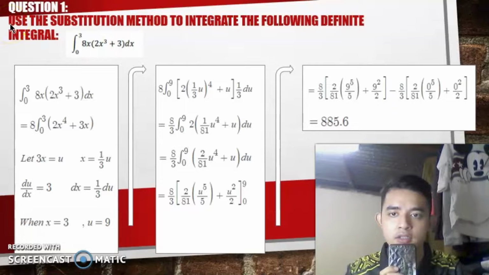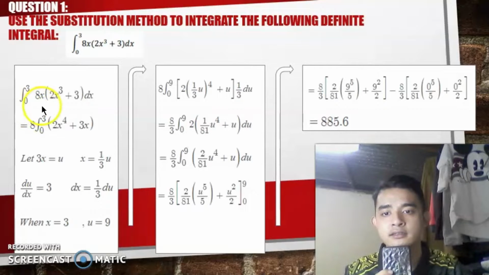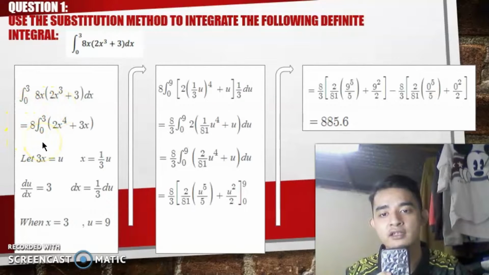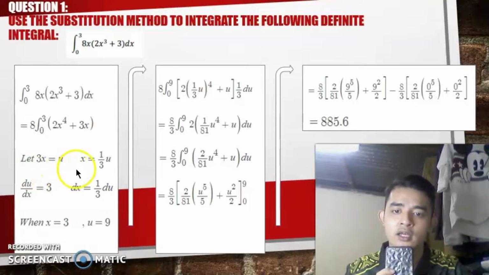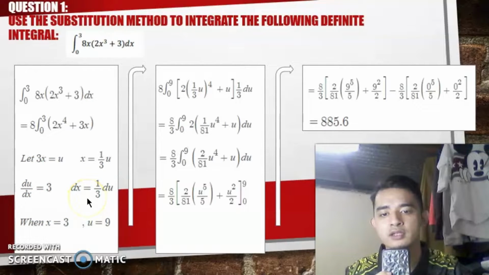For question 1, the question is to use the substitution method to integrate the following definite integral. The equation is the integral from 0 to 3 of 8x(2x³ + 3) dx, and then we take the constant out and use the derivative to dx, and we get 8 integral 3 to 0 of 2x square root of 4 + 3x. Then let u = 3x, so x = 1/3 u, du over dx equals 3, and dx equals 1/3 du.